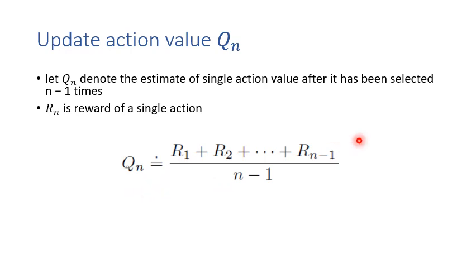So it's actually the sum of all previous rewards divided by the number of times selected. A naive implementation can be to recall all the previous rewards and calculate the average each time we get a new reward, but that will be very inefficient.